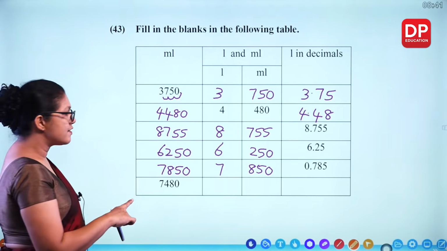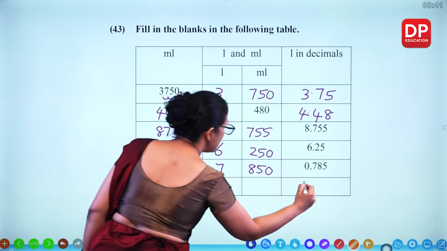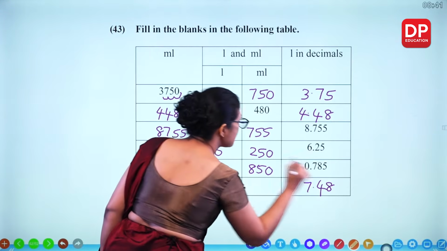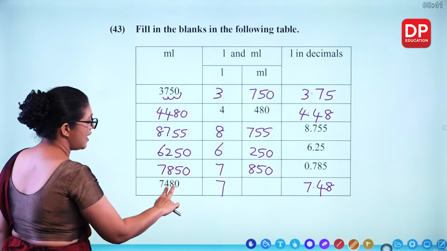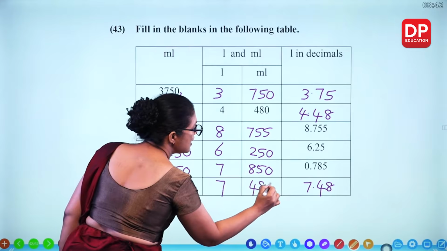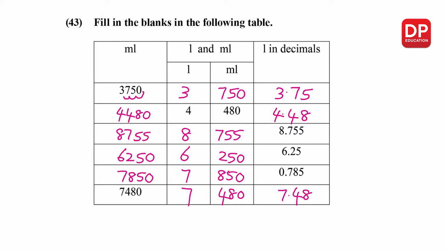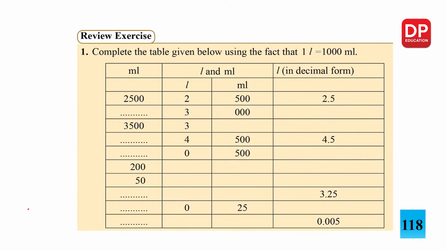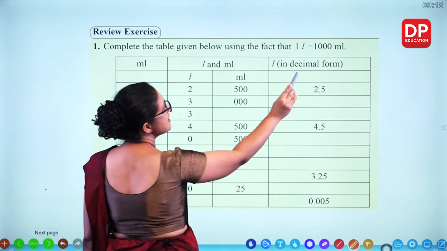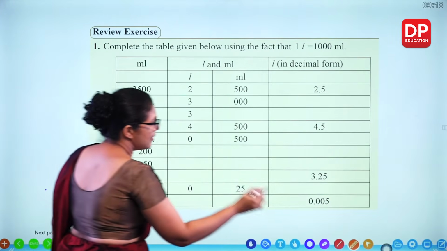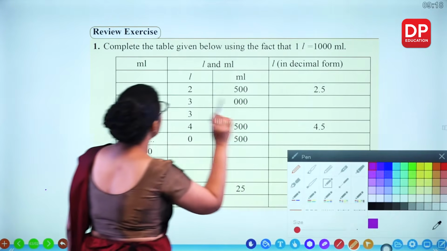Here milliliter value is given. Divide by 1000, you get this value, 7.48. How many liters are there? 7 and 480 milliliters are there. We'll take review exercise. Complete the table given below using the fact that 1 liter is 1000 milliliters. So this is given in milliliters, this is liters and milliliters, and this one liters. So we'll fill this table.